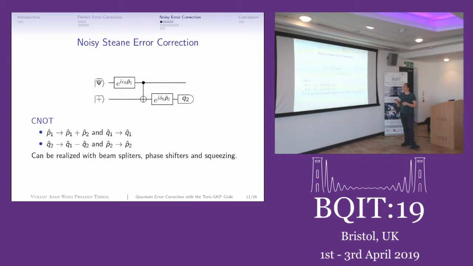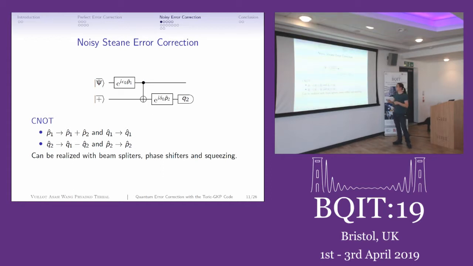To do this, I can do something which looks like Steane error correction, for people that know this term, which is this little circuit. This top line here is my oscillator in which I want to encode my qubit, and on it some shift errors can happen. Then I'm going to couple it to an ancillary oscillator, encoded in the plus state of the GKP code, with this CX gate, which, if you think in terms of position and momentum operators, mixes the P operators and the Q operators of these two modes in this way.